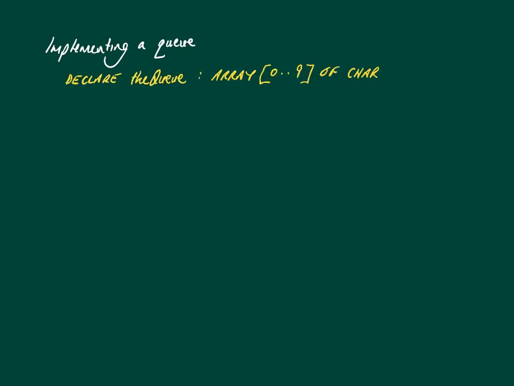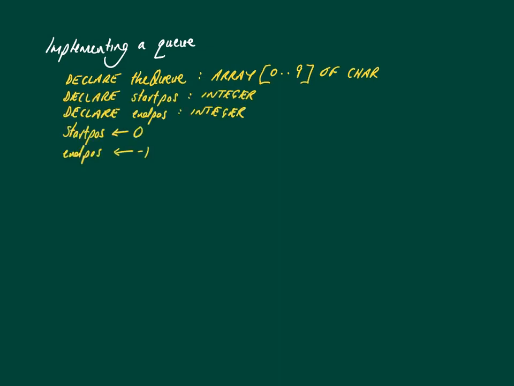We also need a pointer to the start of the queue and the end of the queue. And when I'm initializing the start position and the end position, I normally set the start position to be 0, which is the first item in the array. And end pos, instead of making it the same as start pos, because that suggests there's one item in the queue, I just make it equal to the start position minus 1, which is -1, which means it's outside the bounds of the array.